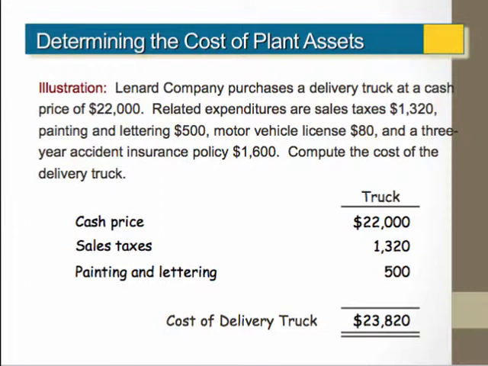Notice, the cost to get it to its intended use was the purchase price, the sales tax, the painting, and the lettering. We do not include the accident insurance policy into the cost of the delivery truck because the insurance isn't to get it into its intended use, it's going to be used for its normal operations. So therefore, the accident insurance policy is not included in the cost of the delivery truck.